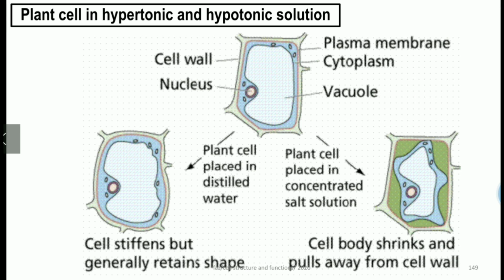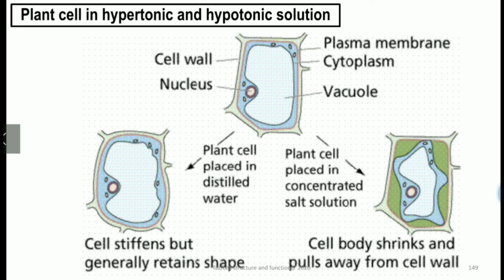Now let's have a look at this diagram where the plant cell is placed in two different solutions. First, look at the plant cell when it is placed in distilled water. Distilled water is pure water, where the water molecules are very high compared to the water molecules in the cell. Therefore, the water molecules from the distilled water will move into the plant cell via osmosis. It will make the plant cell stiffen but generally retain its shape.